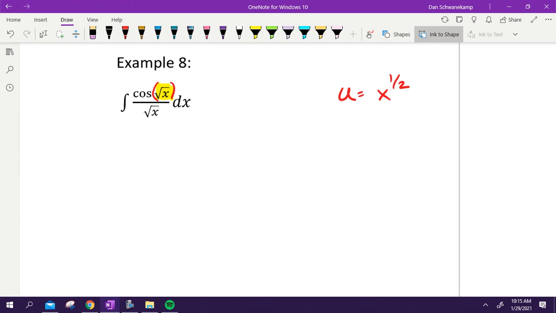Let's find the derivative. Birthday boy, what's my derivative here?